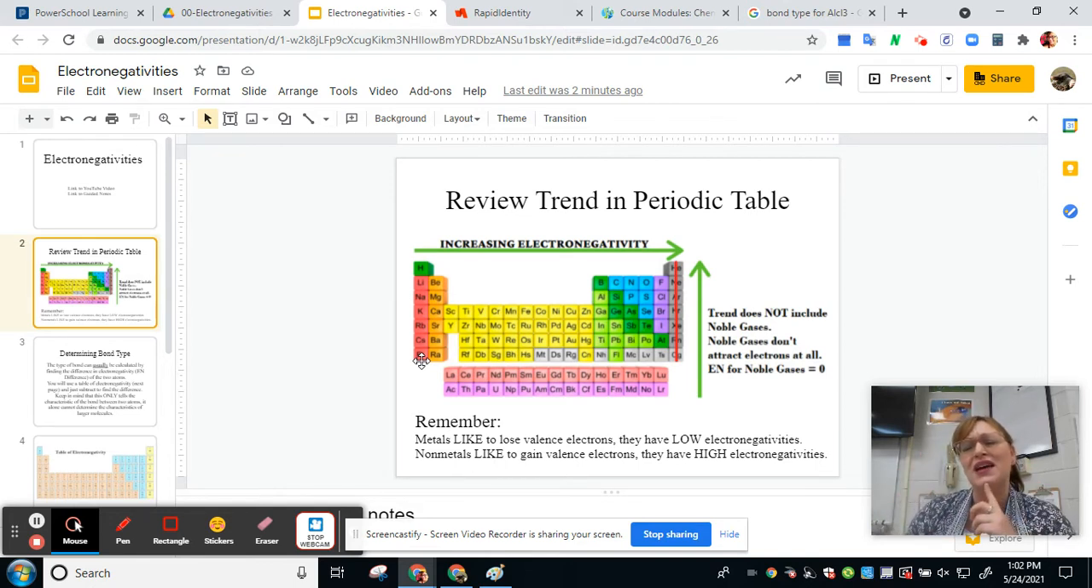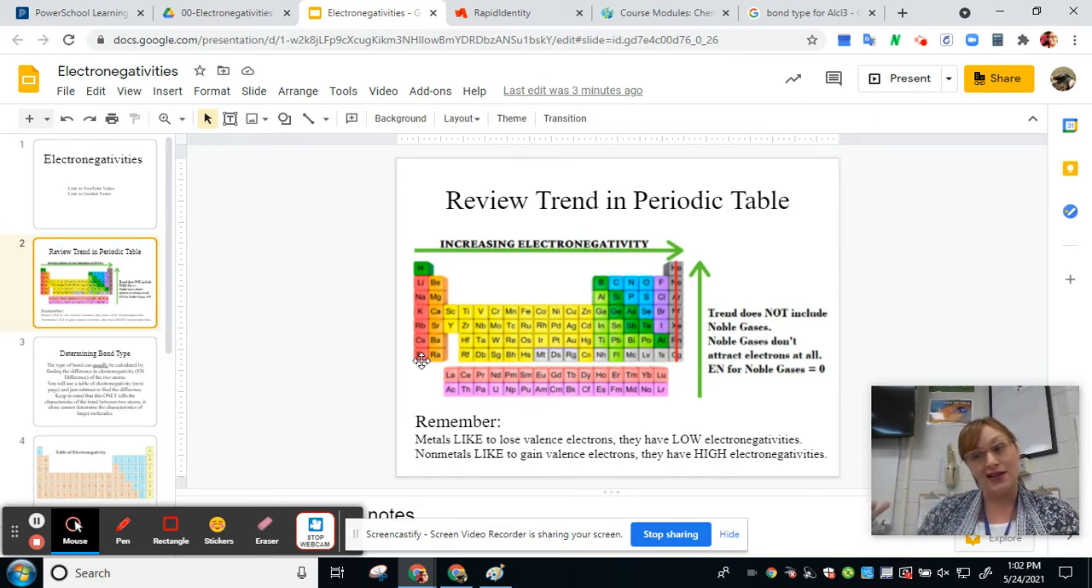The way I remember that is I just remember what metals like to do and what non-metals like to do. So remember this, metals like to lose valence electrons, right? They give them away in ionic bonds when they form ions. And non-metals like to gain valence electrons, right? When they form ions, they always take in valence electrons. So metals are going to have low electronegativities. They're not going to attract outside electrons. They're going to just give up their electrons if they're metals on the left-hand side of the periodic table.